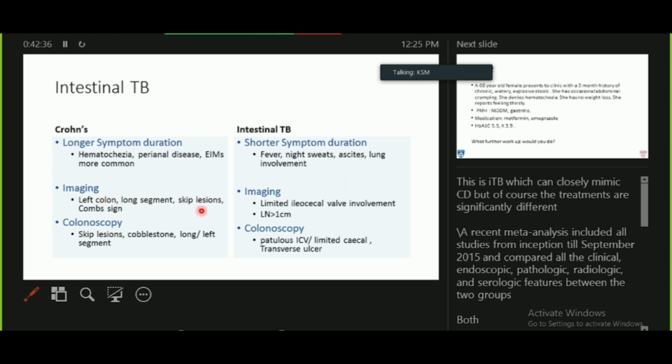Imaging and colonoscopy for Crohn's shows more extensive involvement, so they can have long segment or left colonic involvement and skip lesions and cobblestone appearance, and the classic comb sign, which is due to mesenteric edema, where the mesentery looks like a comb near that area of inflammation. Whereas with intestinal TB, there's very limited ileocecal involvement, and lymph nodes are more prominent, and you can see this patulous ileocecal valve.